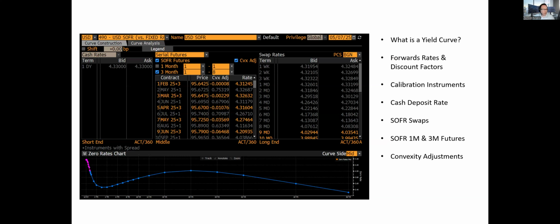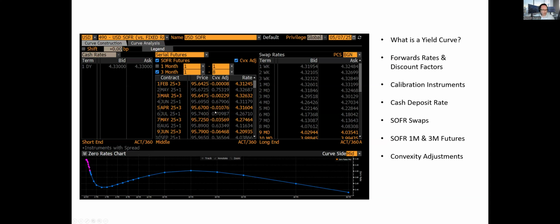Now, the instruments that we typically use for interest rate yield curves would be cash deposits, which is what you see here, 1 day cash deposit. We also have SOFR swaps, which is more for the long end of the curve. They're typically quoted with 1 year maturity, so 1 year, 2 year, 3 year, all the way out to, in this case, 50 years. And then in the middle section of the curve, the futures contracts are more liquid, and so we tend to prefer to use futures contracts instead of swaps in the midsection of the curve.